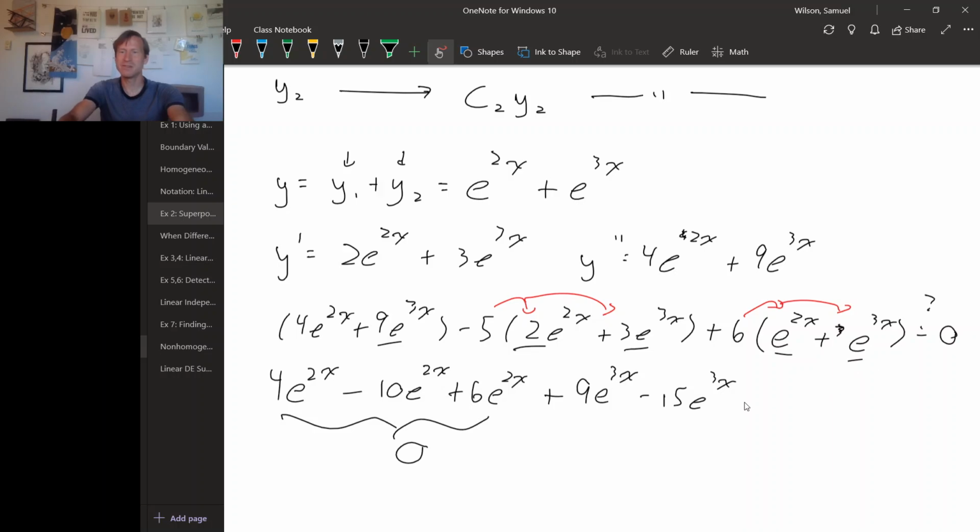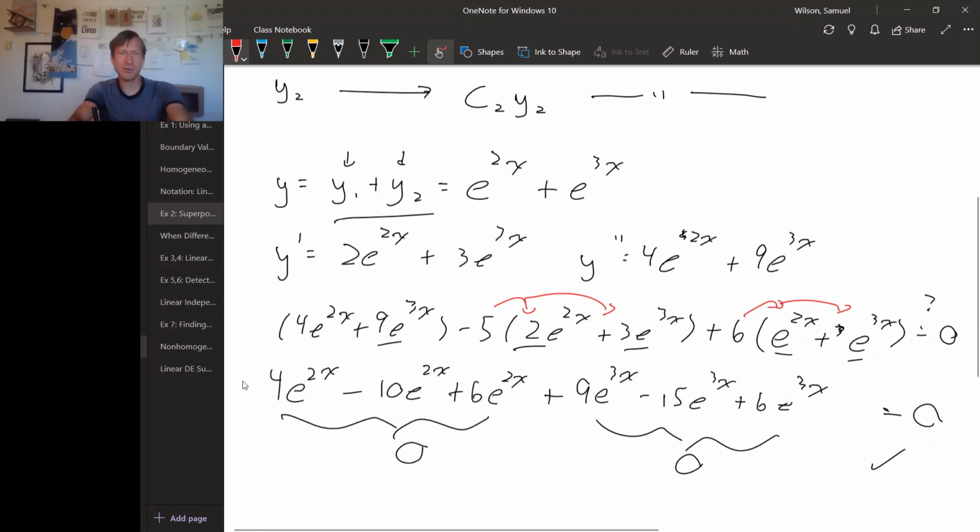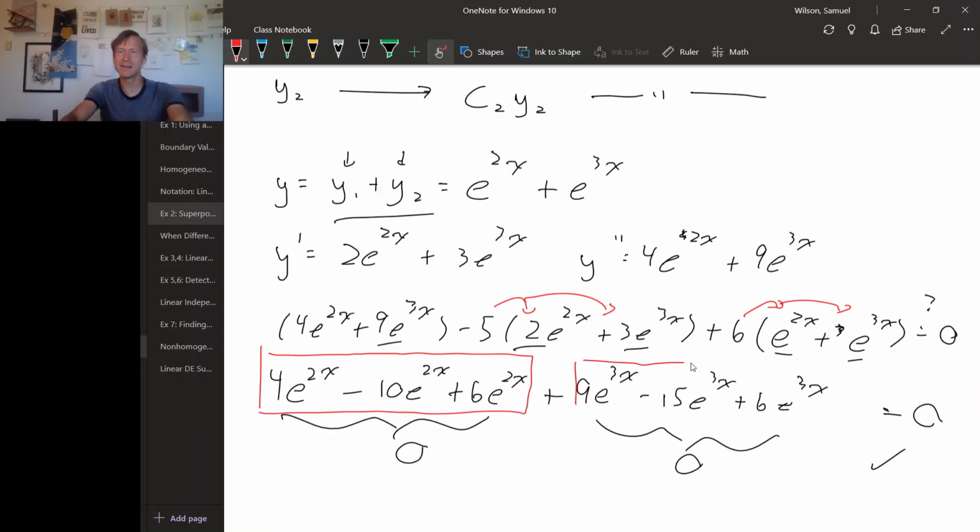And then from the third piece, we get plus 6e to the 3x, and those all add up to 0. So yeah, this whole thing adds up to 0. So this sum of solutions is a solution. And you know, these pieces that we got as we were checking our new solution, these are exactly the pieces that show up when you check that the individual solutions are solutions, right?